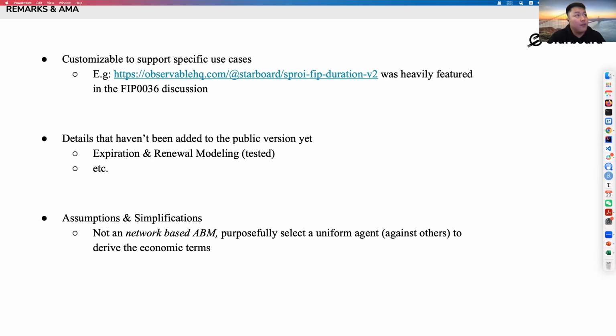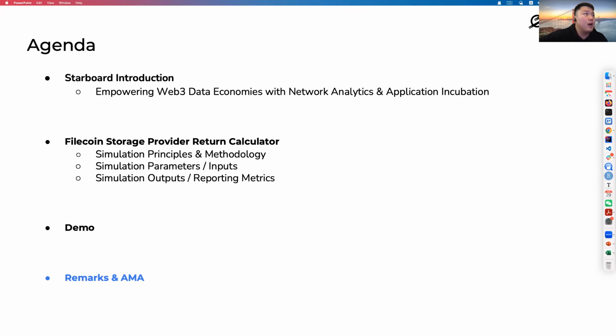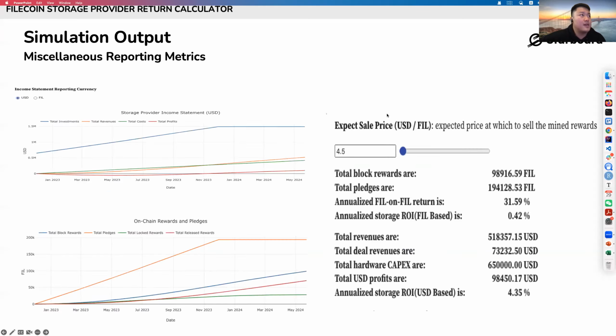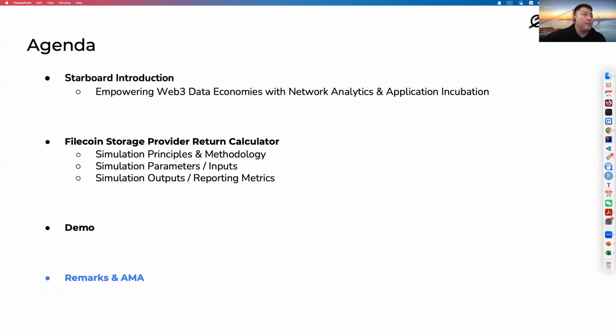So what I'm trying to convey here is you guys can customize this on your own. For instance, if you have an additional hardware investment term you want to add into this, or if you feel there is some economic structure that's missing from this, you can just fork out Zulu and add some modification to it.